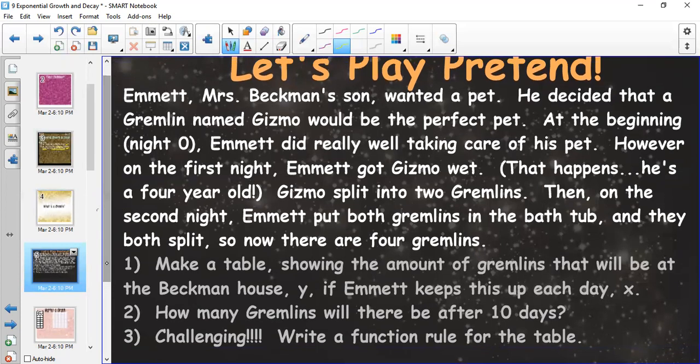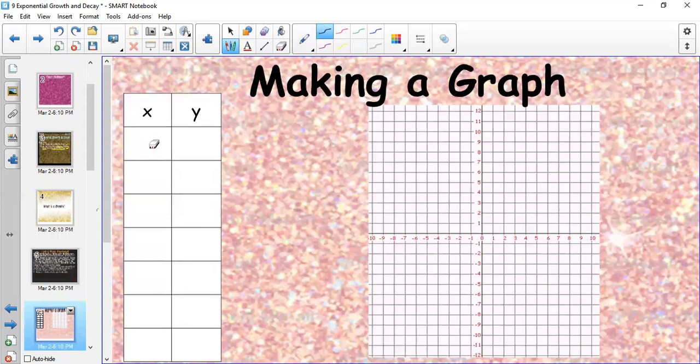All right, there are 3 things that I would like for you to try on your own, and then we can discuss it together. One, I'd like for you to make a table showing the amount of gremlins that will be at the Beckman house if Emmett keeps this up each day. So for example, on day 0, we started with just 1 gremlin. After 1 day, that gremlin split, and so now I have 2 gremlins. And those 2 gremlins split, so on day 2, there were 4 gremlins. So keep going with that table.